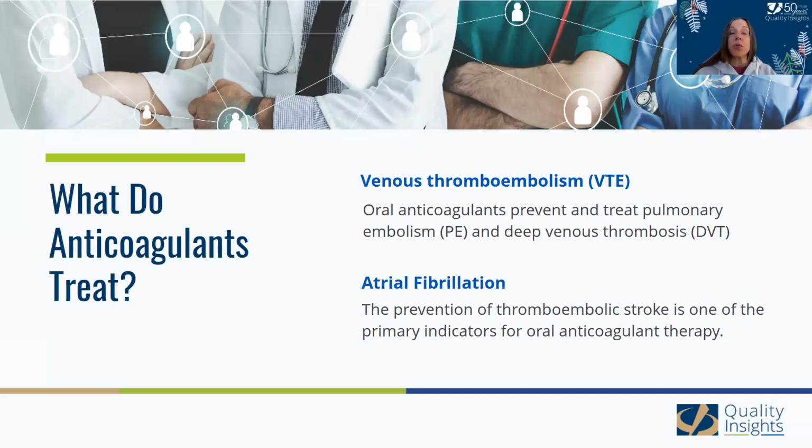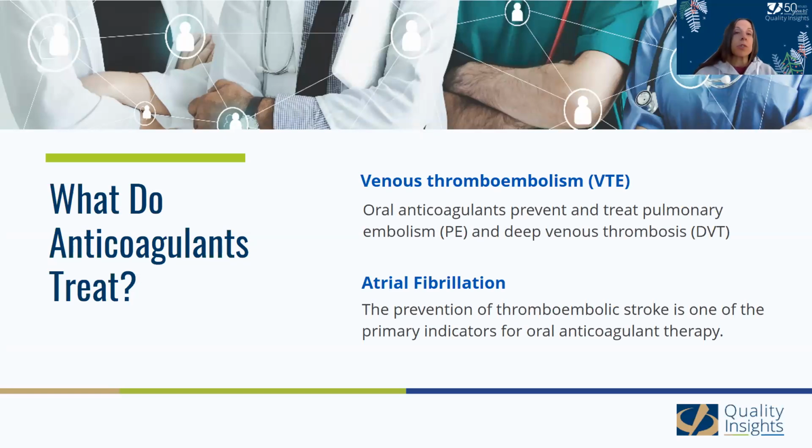So those two things are included in our venous thromboembolism (VTE) umbrella. So that's our DVT and our PEs. And then AFib. And why do we put patients on anticoagulants who have AFib? Because we want to prevent a thromboembolic stroke.